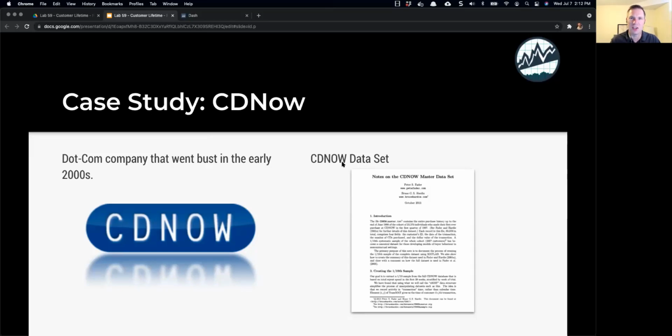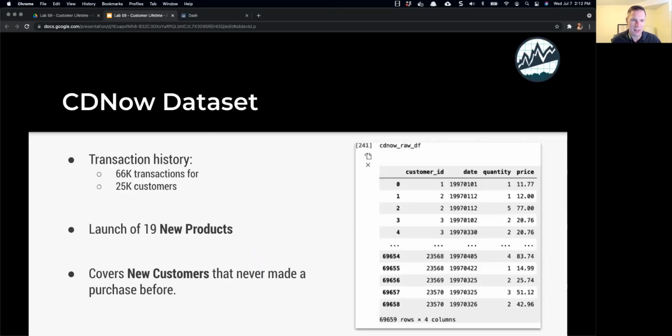And we got to see how those customers purchased and their actual buying patterns. So it's a really useful data set. We're going to be working with it today.